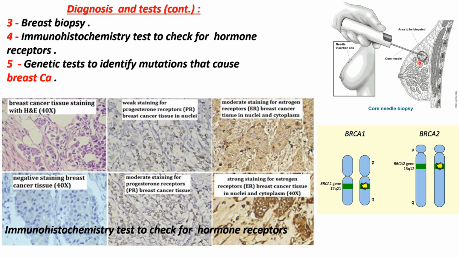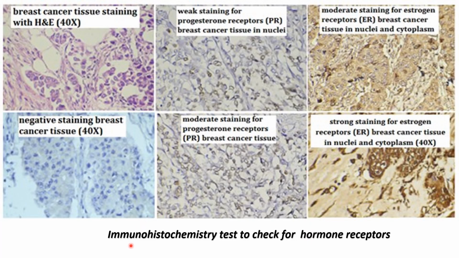Breast biopsy. Immunohistochemistry test to check for hormone receptors. Genetic tests to identify mutations that cause breast cancer. We are seeing here in this slide the immunohistochemistry test to check for hormone receptors, for example, estrogen and progesterone receptors.